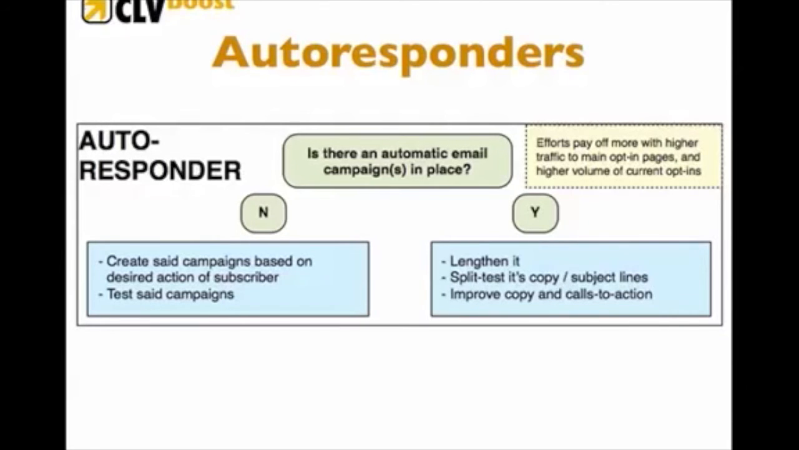Next, we can split test the copy or the subject lines. By copy, I mean the actual text in the emails. By subject lines, of course, I mean the subject lines, which are basically the headline of the email. If they're running an autoresponder sequence but are unable to split test the actual headlines and subject lines, they might be missing out on a ton of ROI if those subject lines were done a little bit better, or if the content inside the emails were written a little bit better.